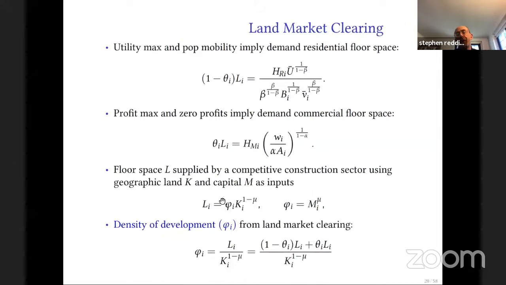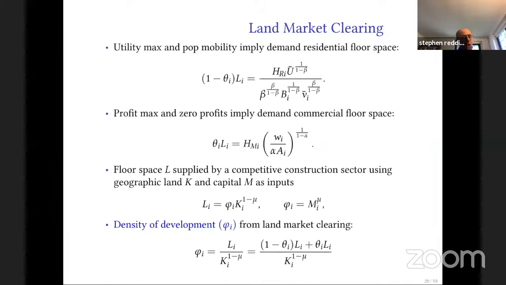Then I'm going to use this equilibrium condition to back out what the density of development phi has to be inside the model, where, under my assumption of a constant returns to scale Cobb-Douglas construction sector, that density of development is just a power function of the supply of building capital. On the left-hand side here, this is the overall supply of floor space. I know it's equal to the overall demand for floor space, which is just the sum of residential demand and commercial demand that I can solve for from objects I've already recovered. So if I set these two sides of the equation together, I see land area in the data, and I can back out what the implied supply of floor space must be for there to be equilibrium.